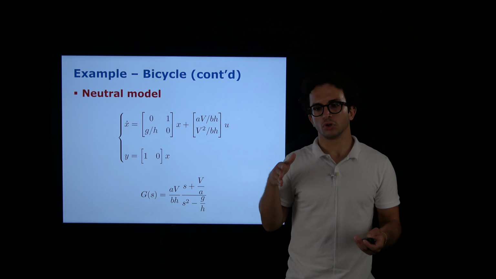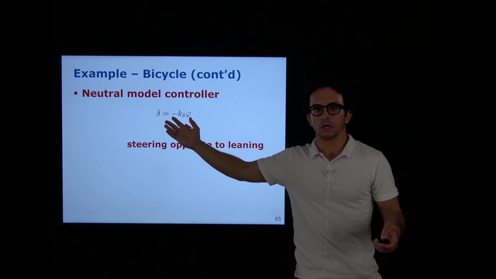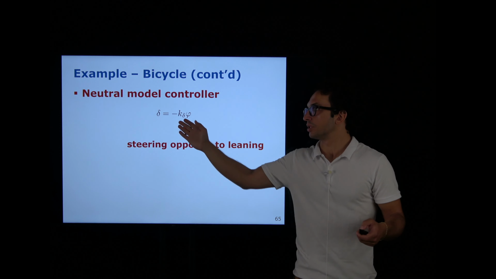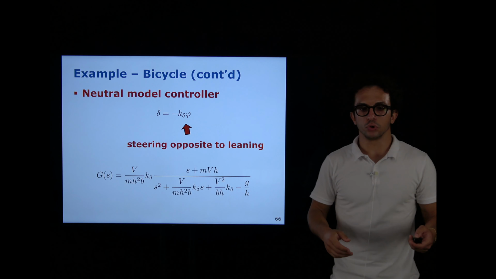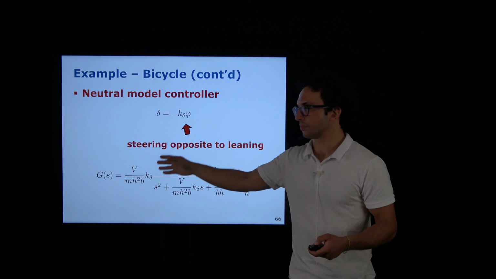With this, you can substitute delta in the state space representation with minus k phi, and what you end up with is this transfer function.